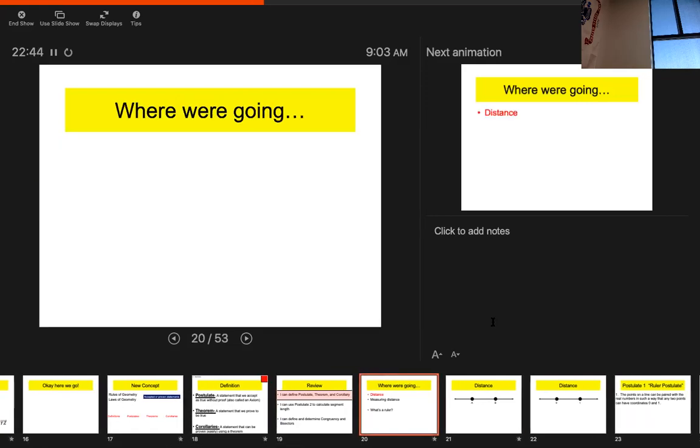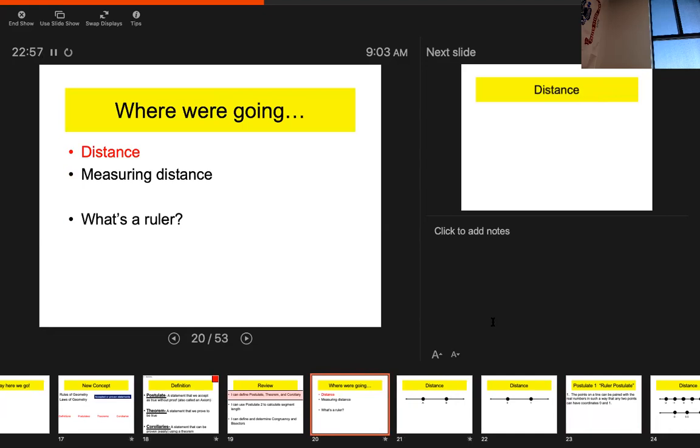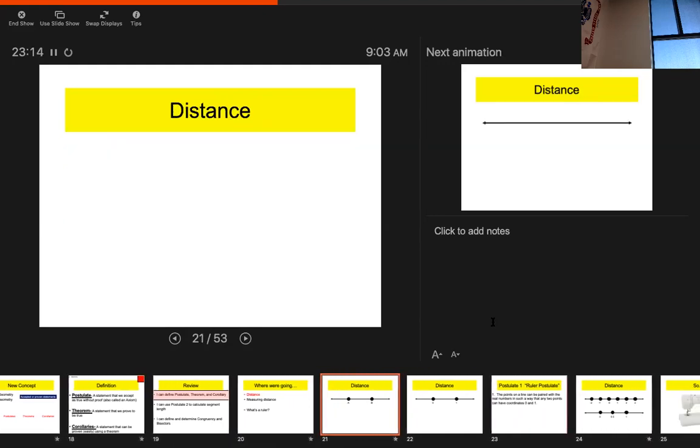Okay, let's see some of these. Today we're going to be talking about distance and measuring, right? Measuring distance. What's a ruler? Which I said we would not use in this class. What's a ruler? Well, a ruler could be used as a straightedge, but what is a ruler? It's a device that we use to measure things. And remember, that wasn't part of our required list. We got to define what a ruler is.